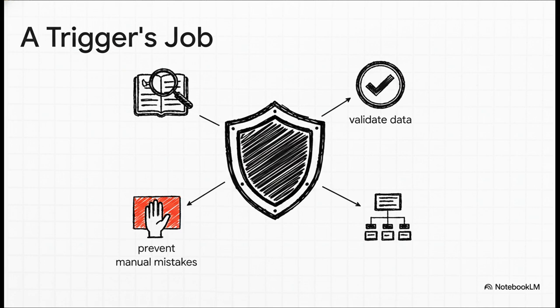So what does the security guard do all day? Well, its job is to keep things in order. It can create audit trails to log every single change. It can validate data before it even gets saved. It can stop common user mistakes in their tracks. And it can enforce complex business rules that a simple column check could never dream of, like a rule that says a customer can't place a new order if their account is overdue. That's a perfect job for a trigger.